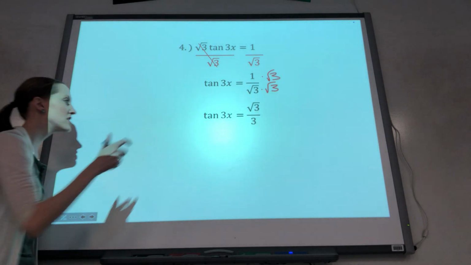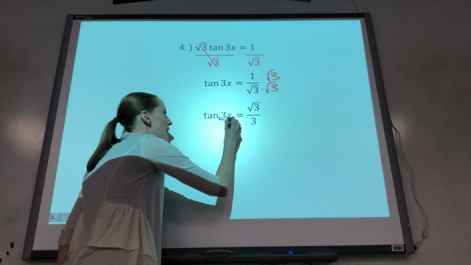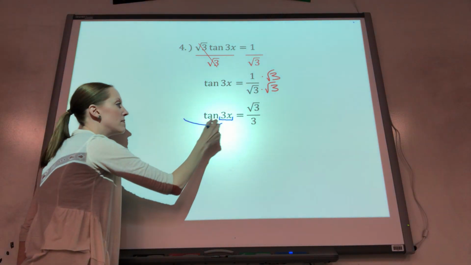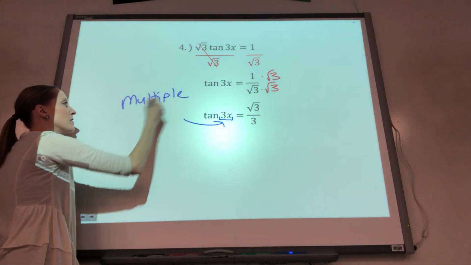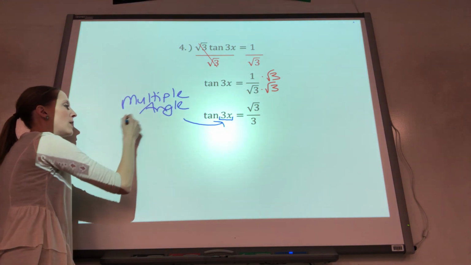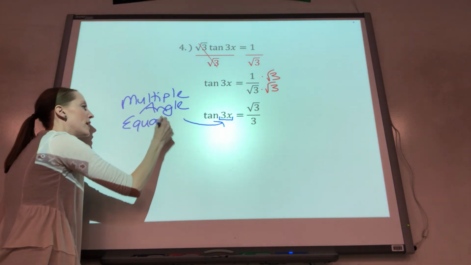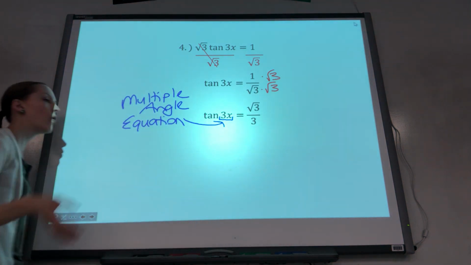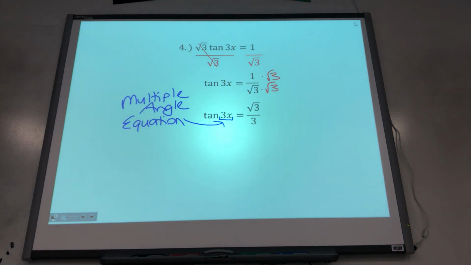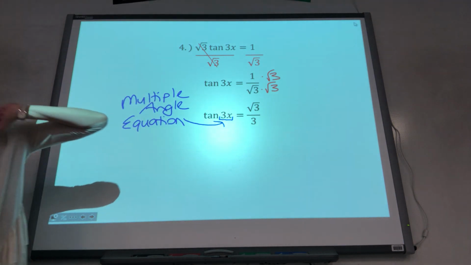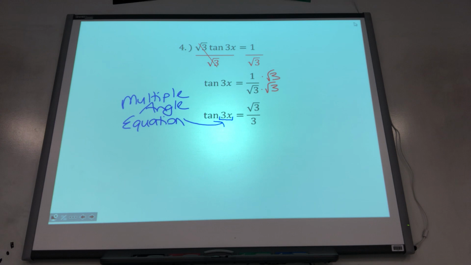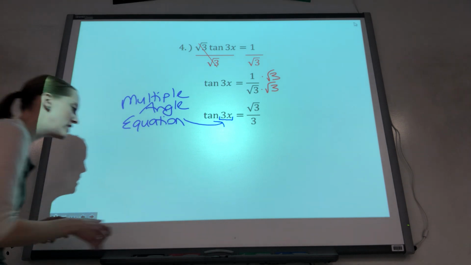Now, pay close attention to this part. Because of the 3x, this is what we called a multiple angle equation. We spent an entire day, one whole lesson, on multiple angle equations. You have to do them a little bit differently because it's not just tangent of x. In this case, it's tangent of 3x. That's what makes it a multiple angle equation.